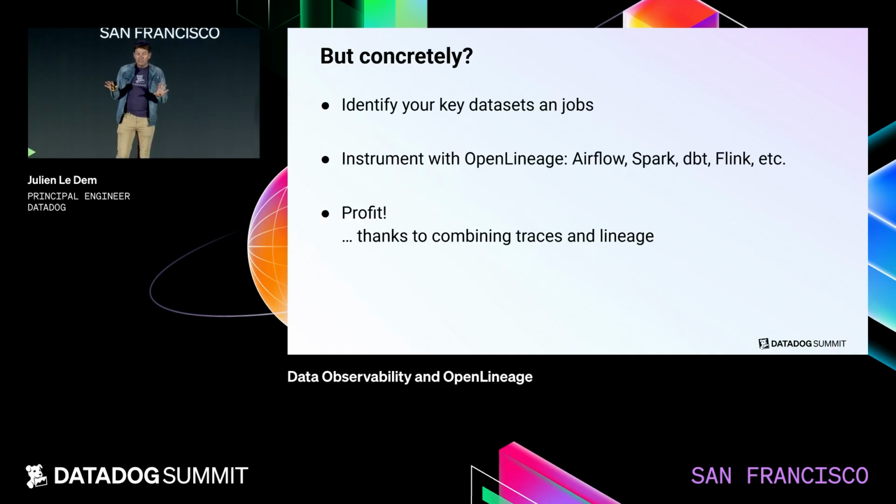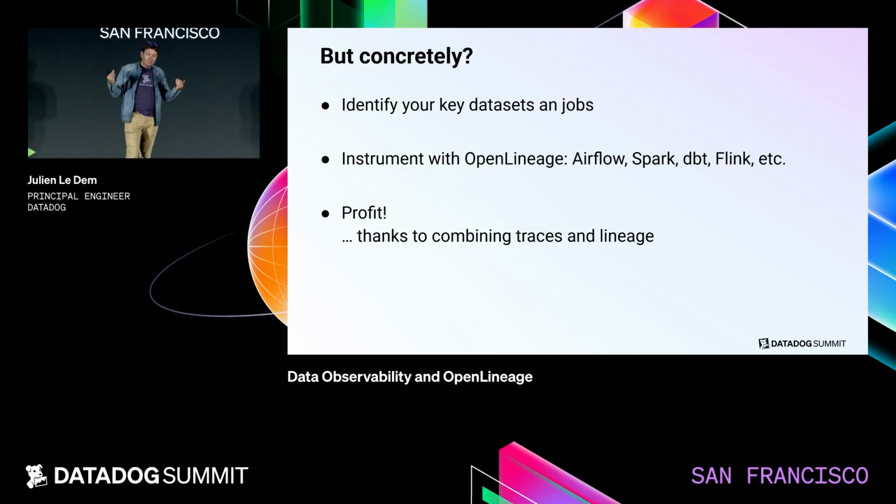And concretely, if you're interested in investigating this, I would recommend first identifying your key data sets and jobs, and start from there and look upstream, right? Sometimes getting lineage feels like boiling the ocean. Start with the things you care about, right? You don't need 100% lineage. You need 100% lineage on the things you care about, right? So focus on those first.